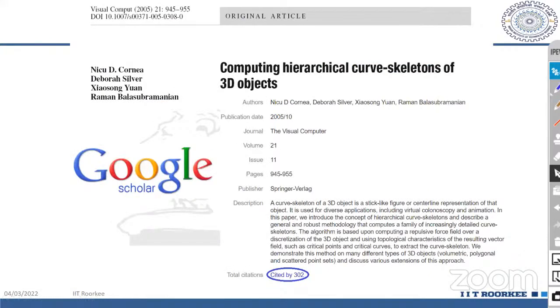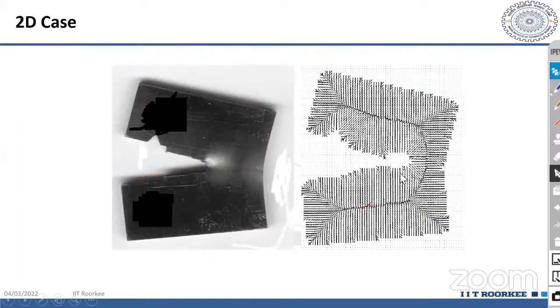So here we have done work on finding out the skeletons of a 3D object. In our own work we have referred to that, and here we restrict to the 2D image. So in the case of a 2D image.